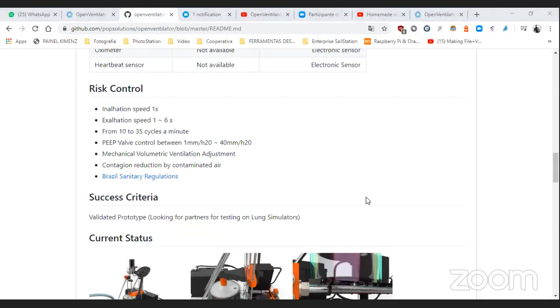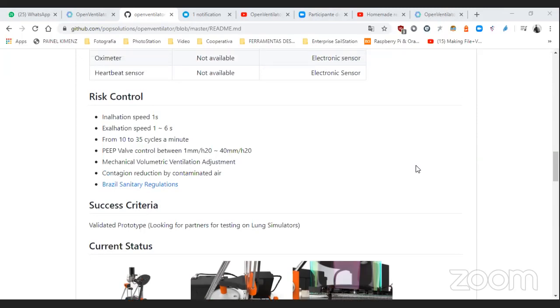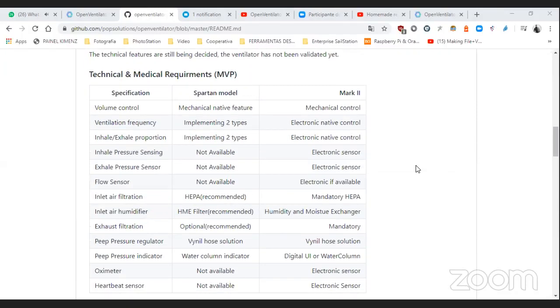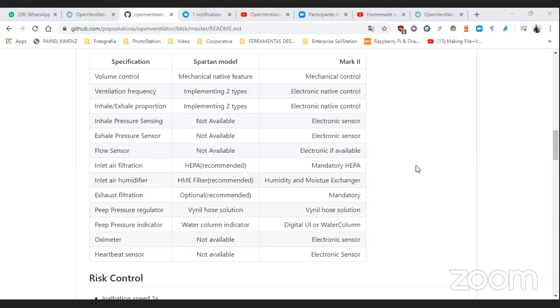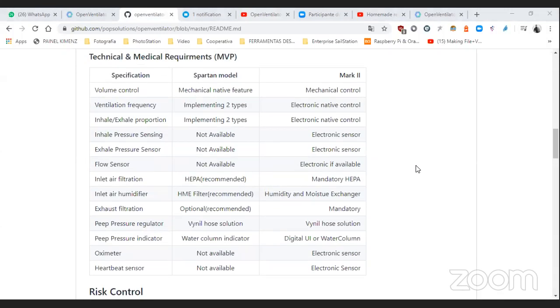as much as possible without electronics. But in a level four case of the coronavirus, we would need electronics, because the curve of the inspiratory pressure and expiratory pressure is very essential. And also the oximeter and the heartbeat sensor. We realized that a lot of CPAP models were generating inflammation in the patients, and their recovery was slower, or they even died because of the inflammation.